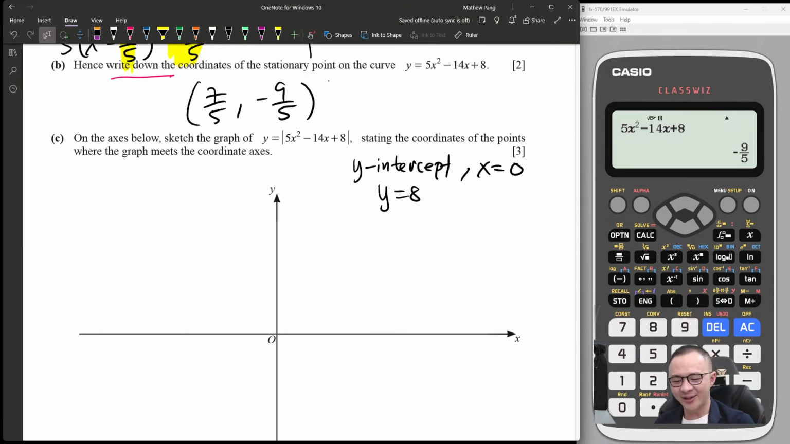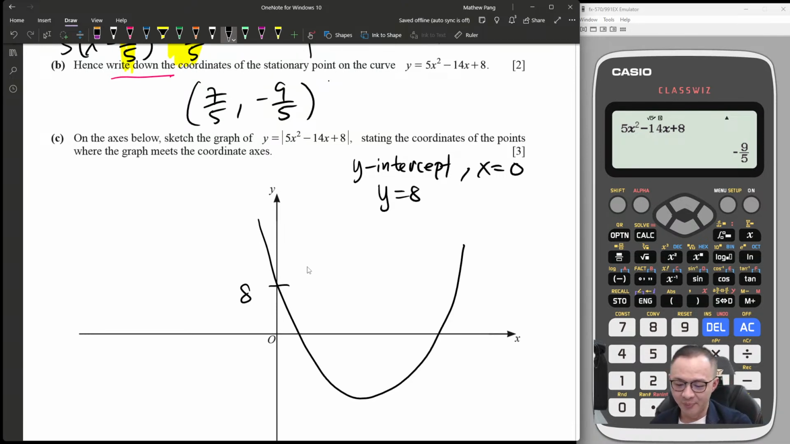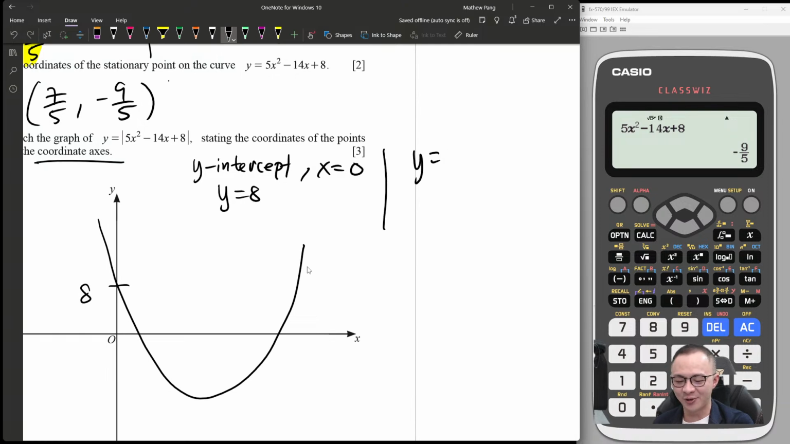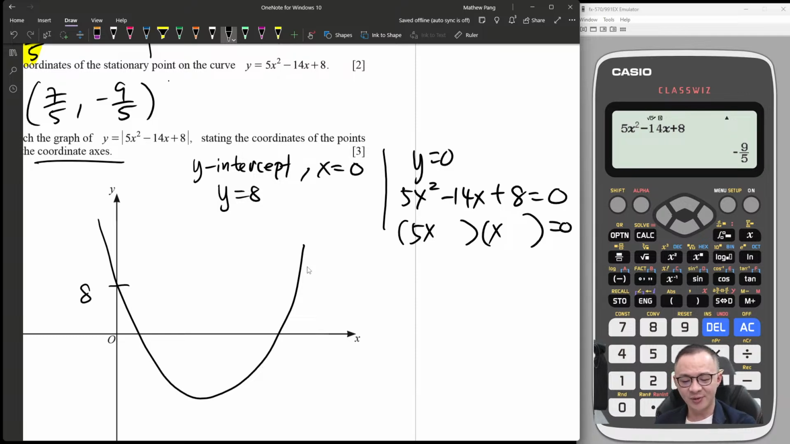Alright, so now I know my y-intercept already, and I know almost all the information I need. So basically, I will get something like this. I will be passing through 8 where it meets the coordinate axis. There will be an x-intercept also. So I will need to make y equal to 0 to find my x-intercept. 5x squared minus 14x plus 8 equals 0. Then I will just make 5x and x here. And then this one will be 2 and 4, right? Yeah, minus and minus. So x equals 2 and x equals 4 over 5. So I should get 4 over 5 here, and I should get a 2 here.